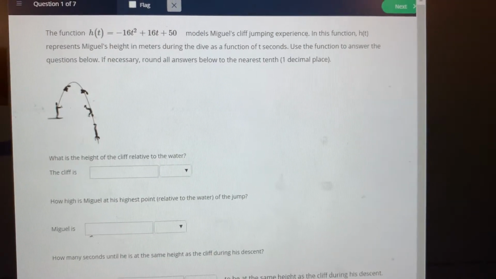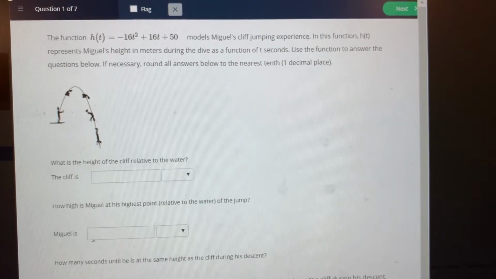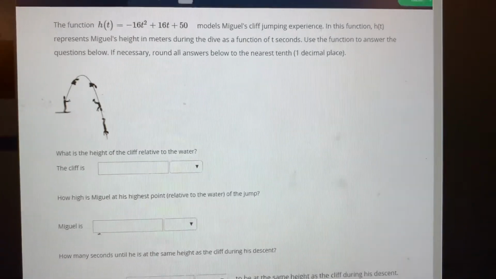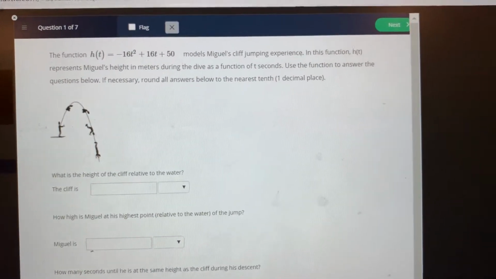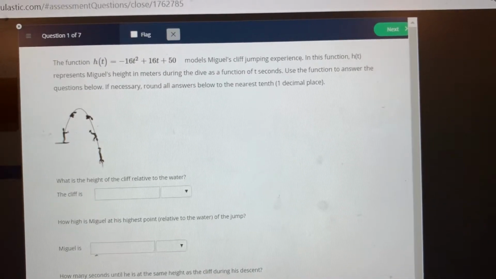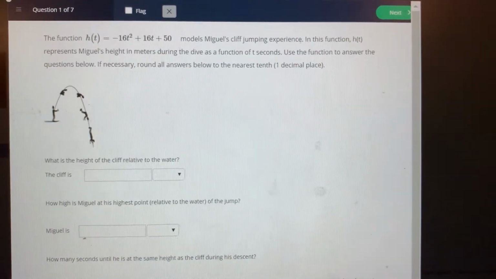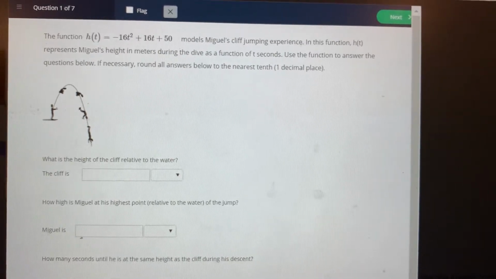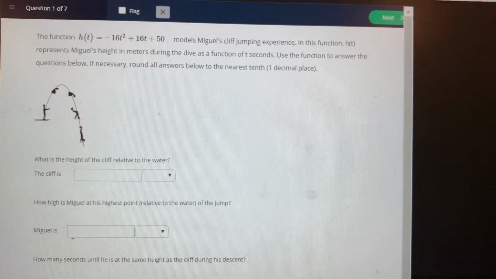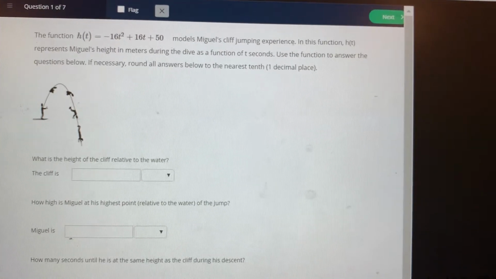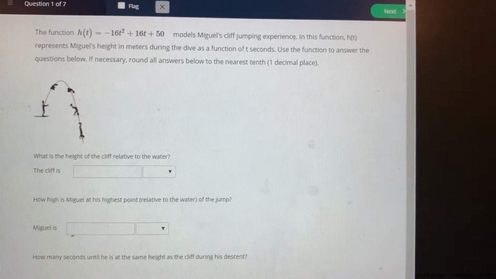All right, here is some help if you need help on number 1. It says the function h of t equals negative 16t squared plus 16t plus 50 models Miguel's cliff jumping experience. In this function, h of t represents Miguel's height in meters during the dive as a function of t seconds. Use the function to answer the questions below. And we're going to round to the nearest tenth.